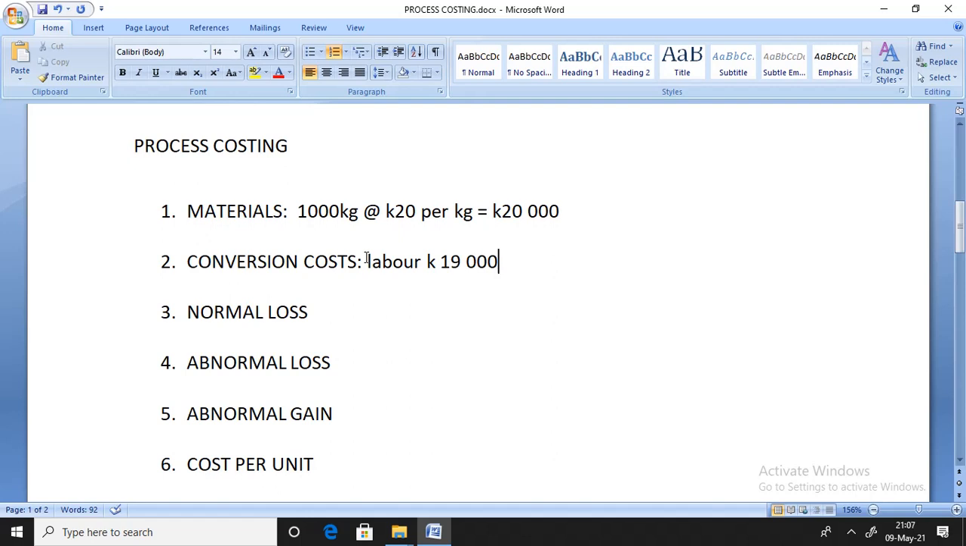Normal loss. Normal loss is the expected loss from the process. No process is 100% efficient or 100% perfect. Every time you're doing a production process, there will be losses such as spillages, wastages, items breaking, and things like that. So that will result in losses. Now, there is a loss that is acceptable.